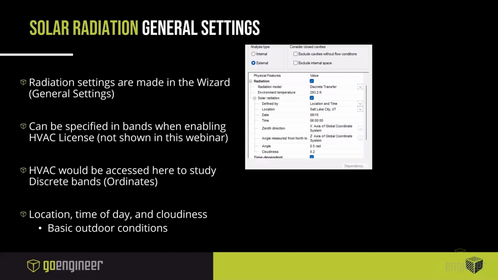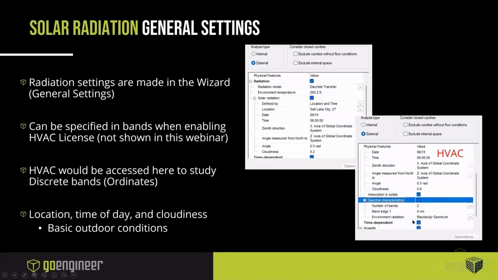And if we wanted to enable the HVAC license, that allows us to look at specific bands of our radiation. So we can actually say, hey, in this entire study, I only care about 200 nanometers to 400 nanometers and 500 nanometers to 7,000 nanometers or something. Those ranges are where you would specify that. Likewise, that's where you'd get into tracer studies, but we don't need that for a standard radiation study. Instead of having discrete ordinates, we're just going to be a discrete transfer type of radiation model.